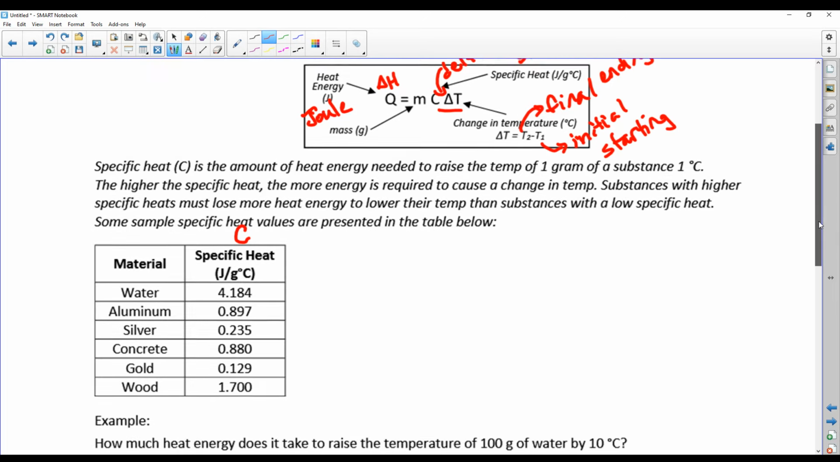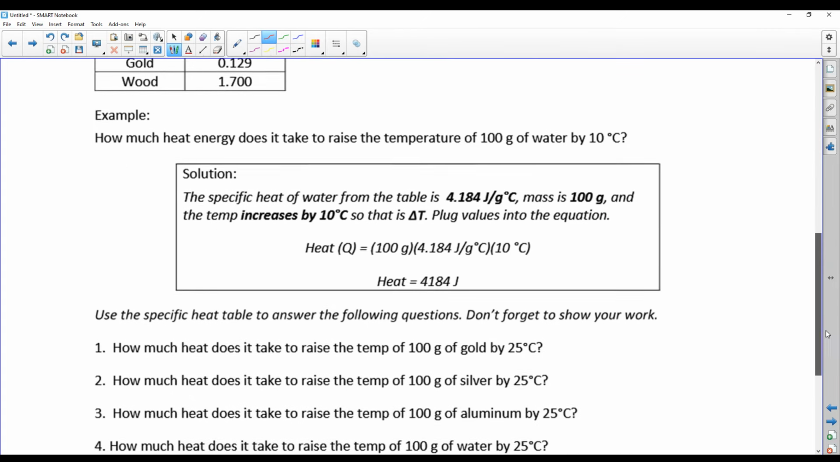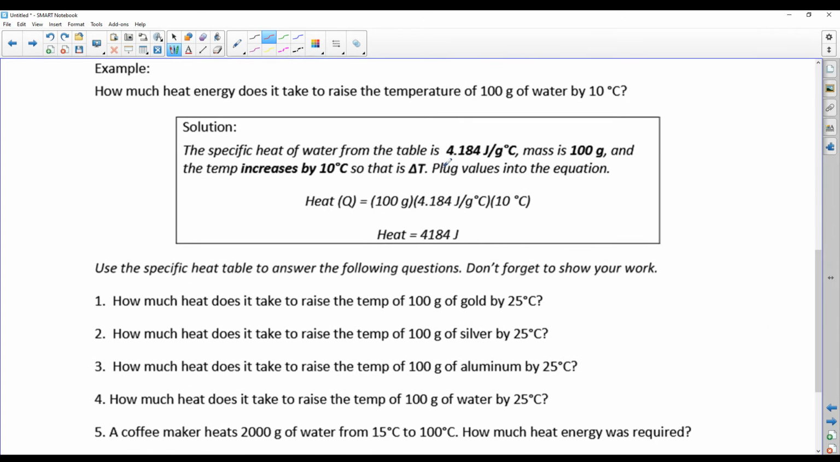All right, so as I scroll down here, we've got an example. Okay, so the example is how much heat energy does it take to raise the temperature of 100 grams? That's, of course, going to be our mass, by 10 degrees Celsius.